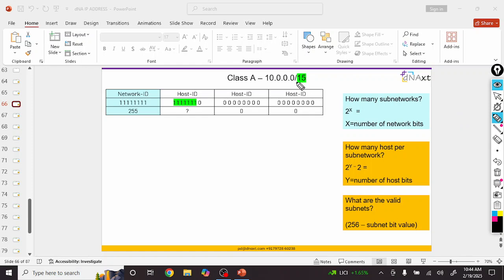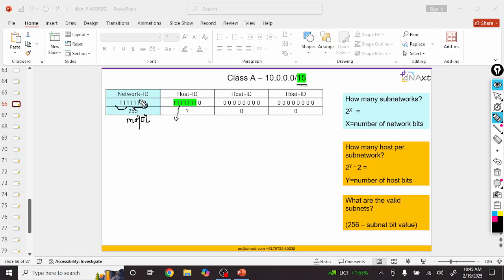Slash 15 means 15 bits are assigned to your network, out of which 8 bits are your major network bits, and the remaining 7 bits, which are highlighted with green, are your subnetwork bits. Subnetwork bits are the bits that we have borrowed from the host portion to subnet, or to slice up our major network, to break down our major network into small subnetworks.